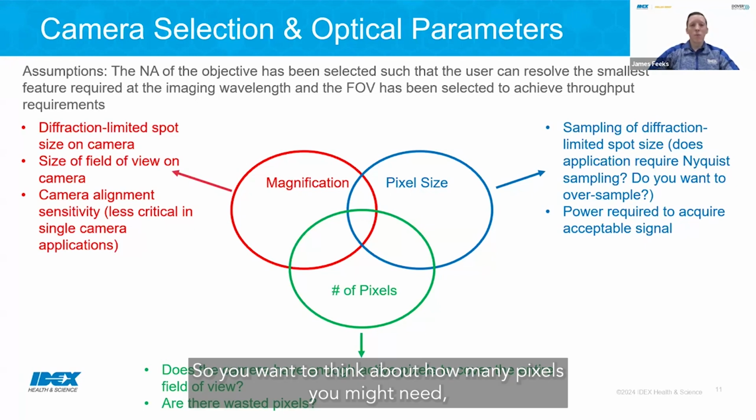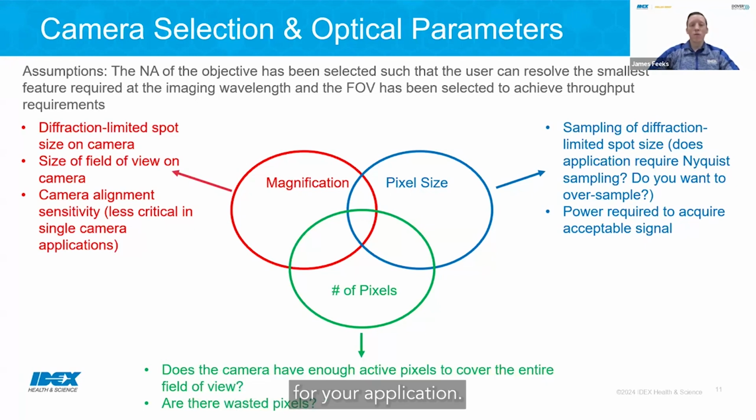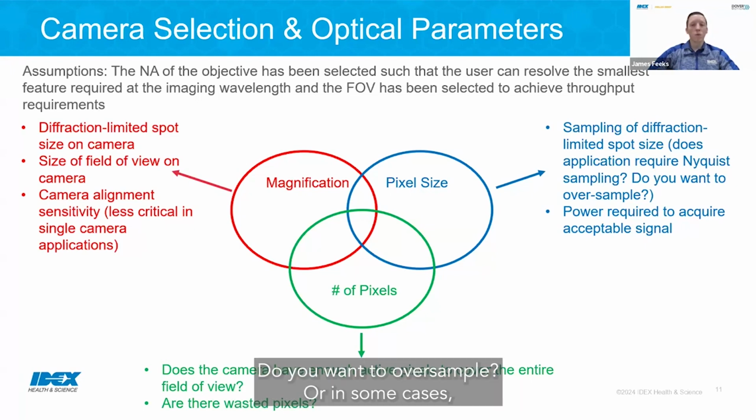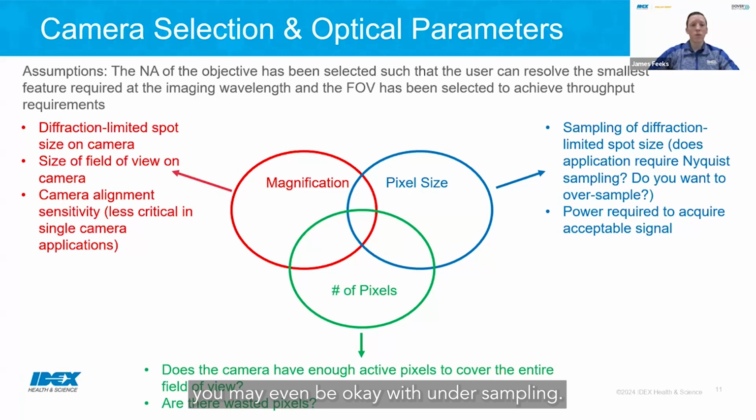So you want to think about how many pixels you might need for your application. Does it require Nyquist sampling? Do you want to oversample? Or in some cases, you may even be okay with undersampling.